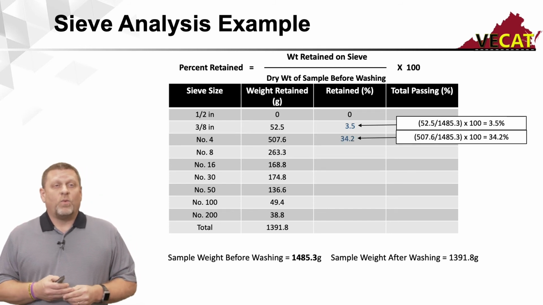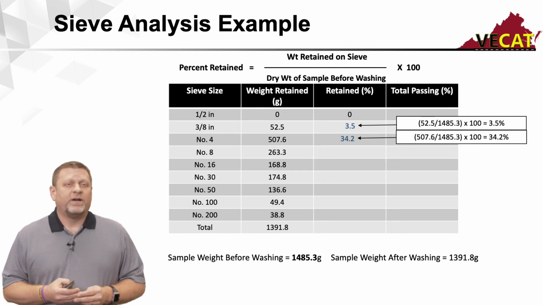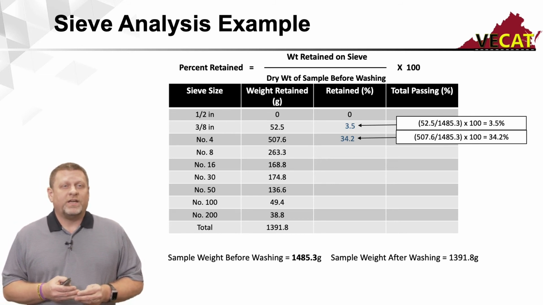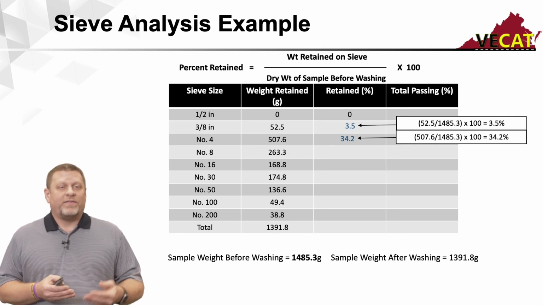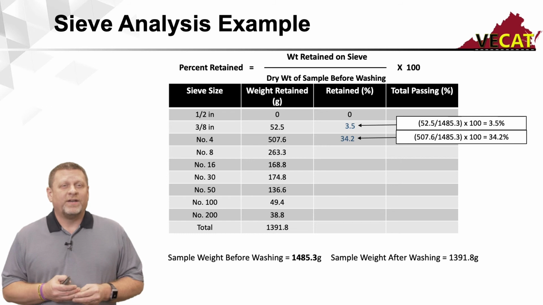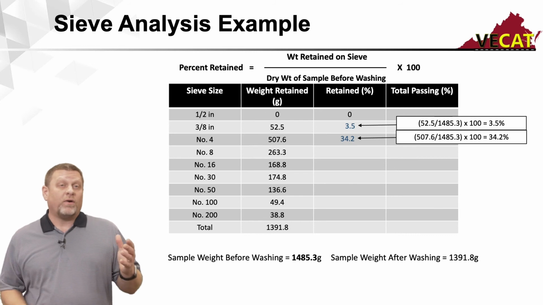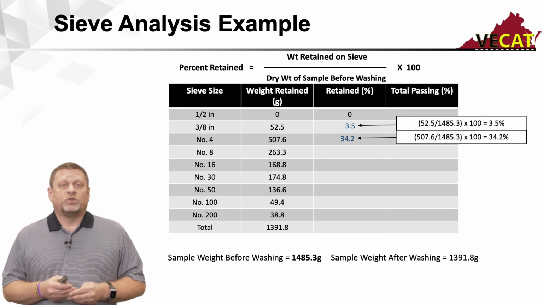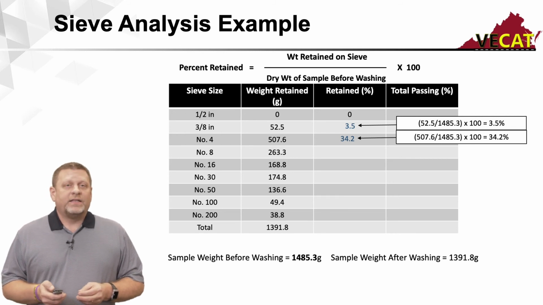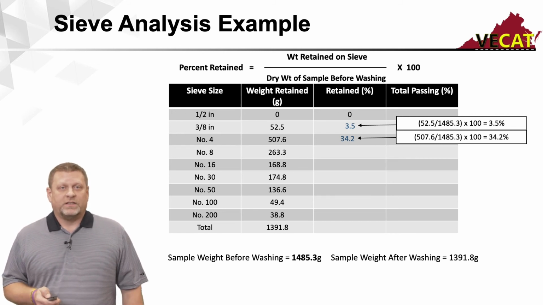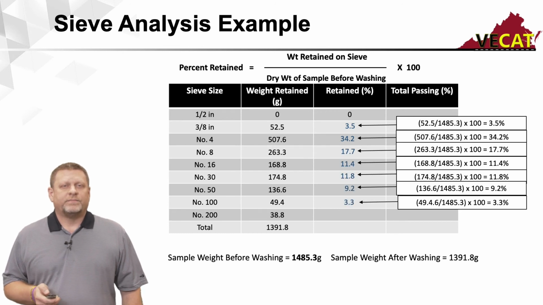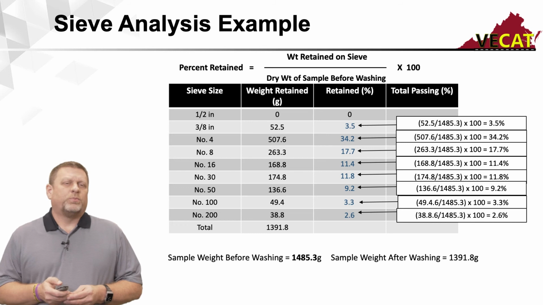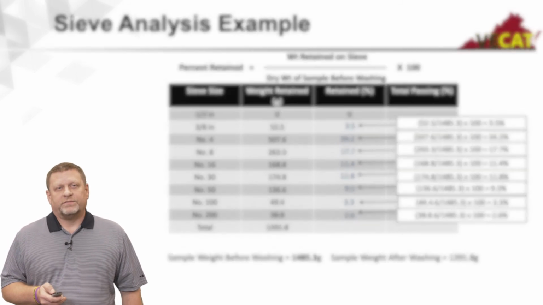We were talking about how there was a lot of weight retained on the number 4 sieve. As you can see from here, 507.6 grams retained on the number 4 sieve. We're going to divide that by the weight before washing, 1485.3, and then times 100 tells me that I've got 34.2% of my total gradation sample weight retained on that number 4 sieve. That shows the importance of using the 12-inch larger diameter sieves to make sure we get accurate representation of our gradation. And the same formula will be used as we go through this process. Just see how it steps out, with a total of 2.6% retained on the number 200 sieve.